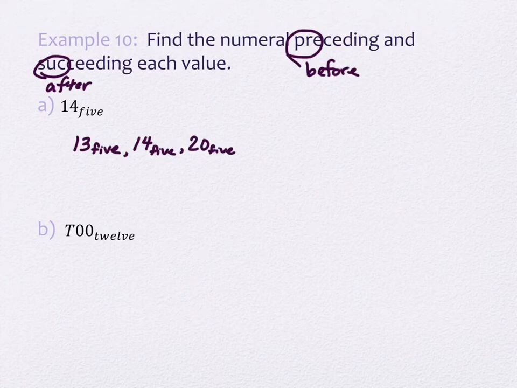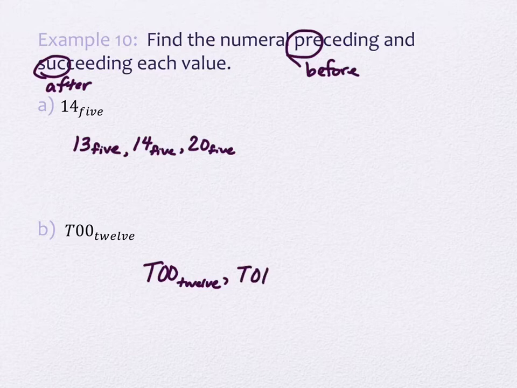Okay, so T00 is in base 12 now. So the number they're giving me, if you will, is my middle number. The number after on this one's the easy one. What would come after T00? T01. You always change the last digit, remember? What would come after 100? Well, 101. What would come after 900? 901. So it just changes the last digit. So T01 would be my next number after that.